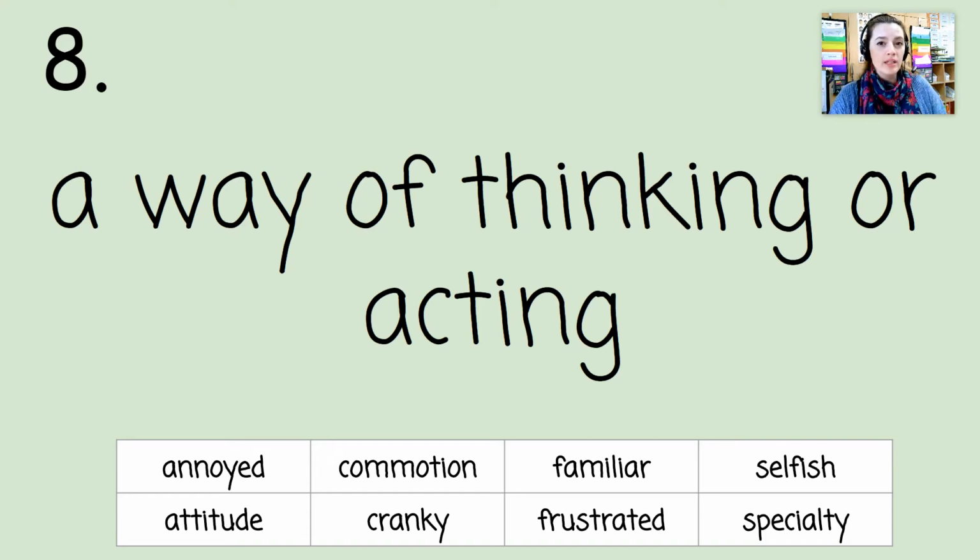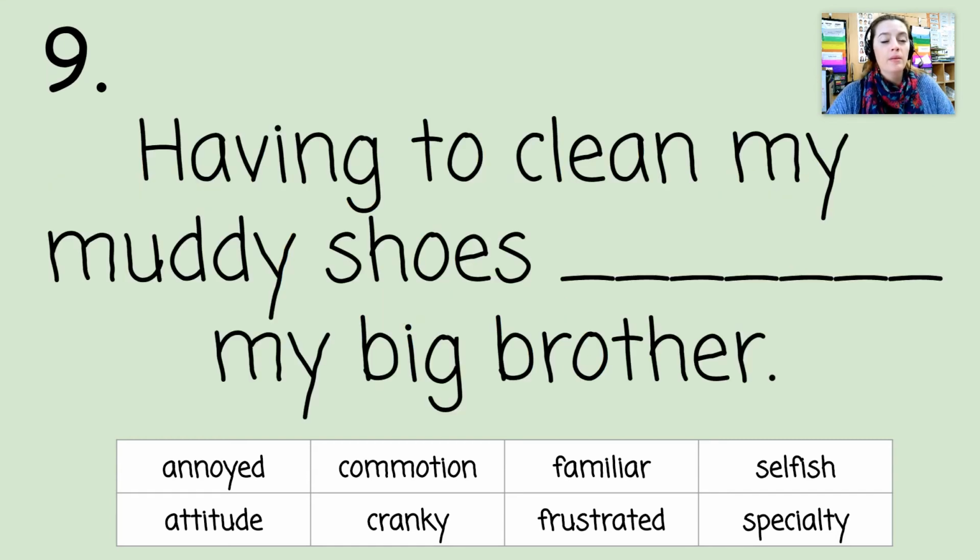Okay, you should have written each word one time. None of these words have repeated yet. The next 4, you are going to find the word that best fits with the sentence. So 4 of your vocabulary words you are going to write again. Okay. Number 9, having to clean my muddy shoes, blank my big brother. Having to clean my muddy shoes, blank my big brother.